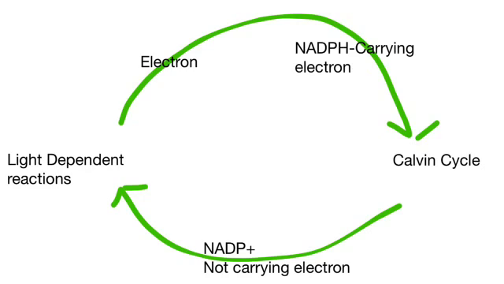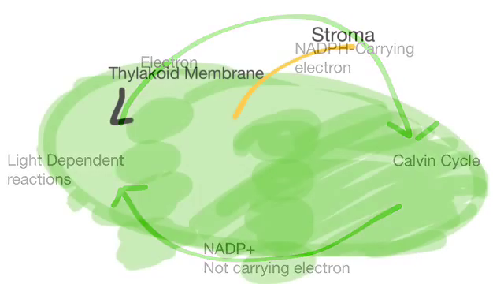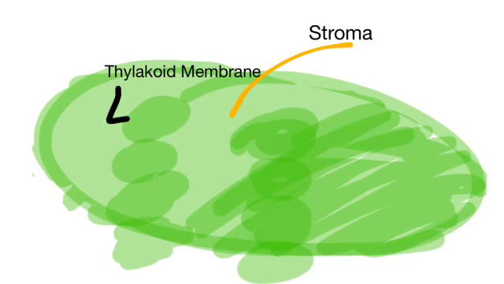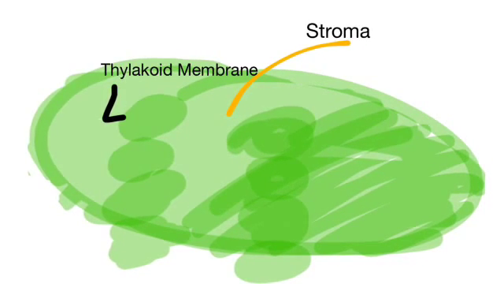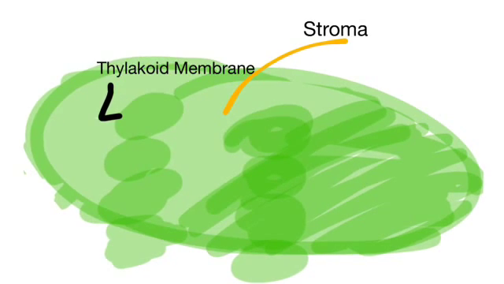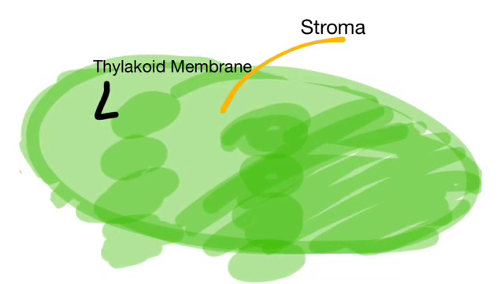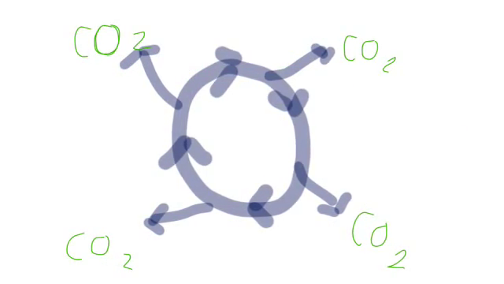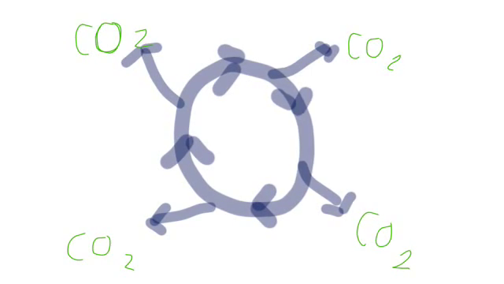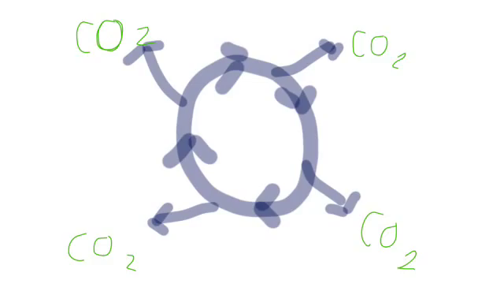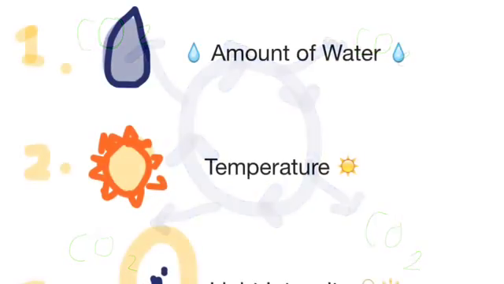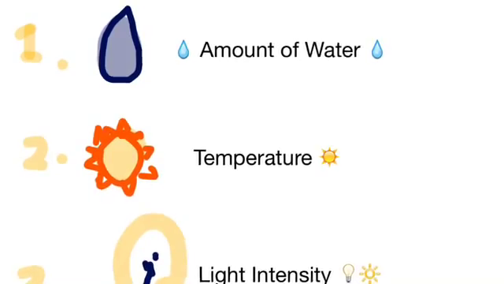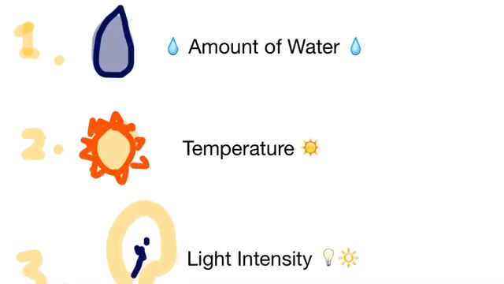The NADPH carries electrons from the light-dependent reaction to the Calvin cycle. The Calvin cycle is found in the stroma, which is the liquid outside of the thylakoid, because the Calvin cycle is a light-independent reaction, meaning no light is needed. The reactants of the Calvin cycle are ATP, high-energy electrons, and CO2, which are used by the Calvin cycle to make sugars like glucose.